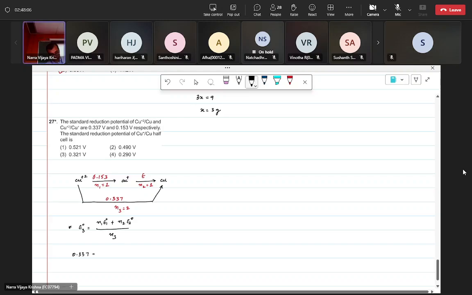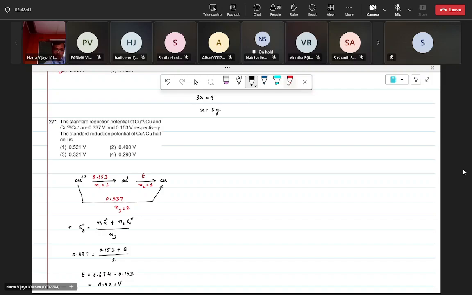E3 naught is 0.337. N1 is 1, E1 naught is 0.153, N2 is 1, this is E2 divided by N3 which is 2. Bring this to this side. 2 times 0.337 is 0.674, minus 0.153. So the answer is 0.521 volts. Correct or not? Next question.